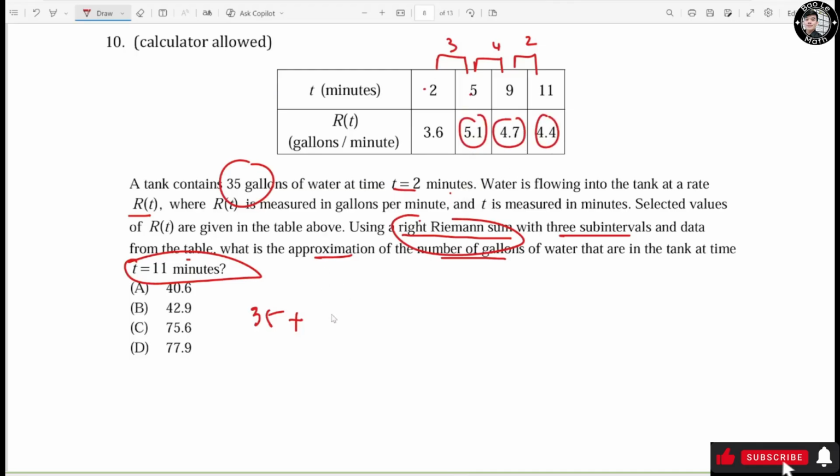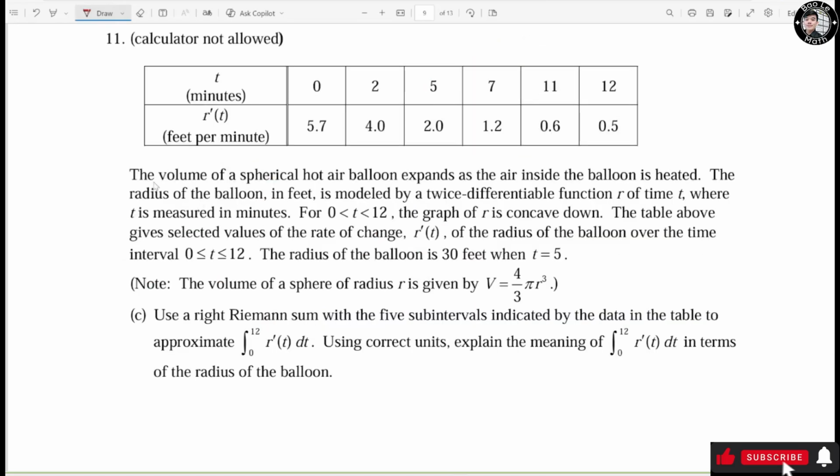So we have 5.1 times 3 plus 4.7 times 4 plus 4.4 times 2. That gives 77.9. The answer must be D. Now let's move on to question 11.